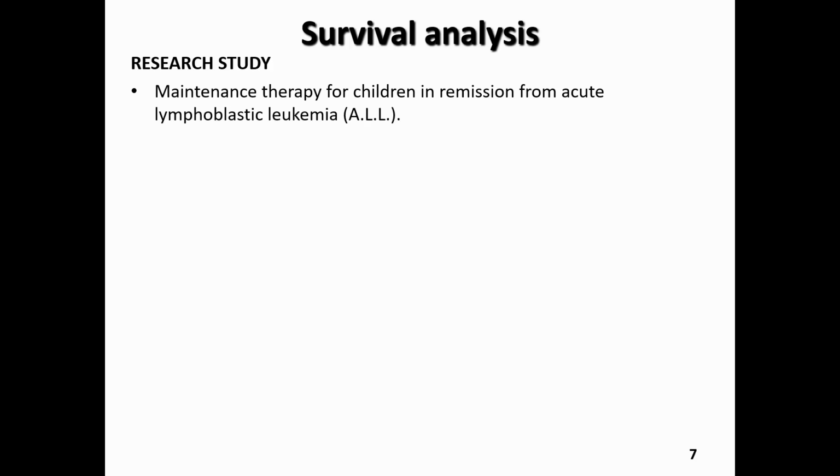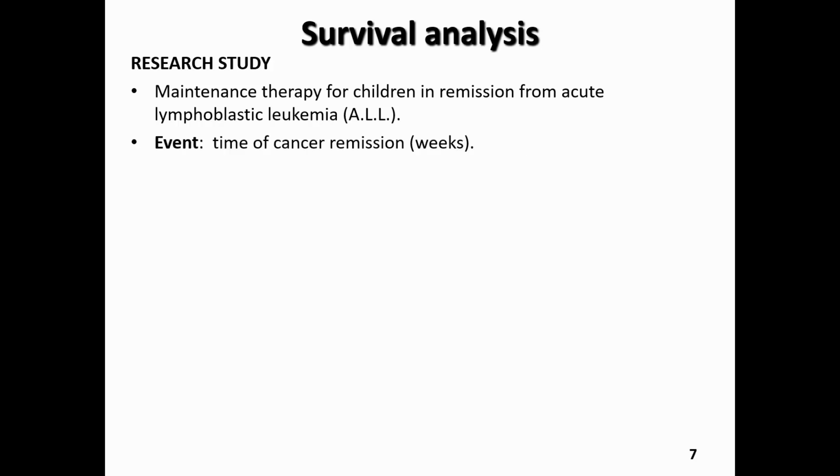In this lecture, we're going to continue our coverage of survival analysis, and we're going to examine how this is carried out by using an example of a research study. In this hypothetical study, the aim was to examine maintenance therapy, therapeutic interventions for children that are in remission from acute lymphoblastic leukemia. So these are children who've already been treated for ALL, and the study aims to examine if the maintenance therapies are sufficient to keep the children in remission.